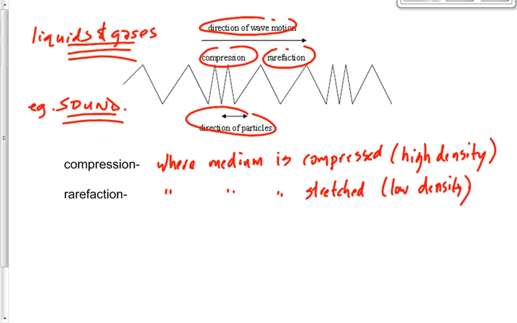We won't bother labeling the wavelength, although we could. We could label the wavelength from here to here, or from here to here, the distance over which the wave repeats itself. The amplitude here would be a little bit tougher, just because of the way the wave looks. It's hard to label.